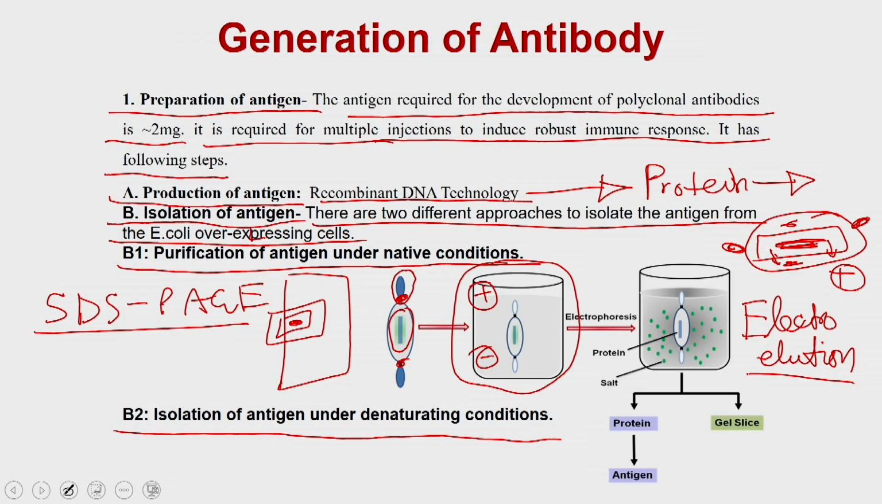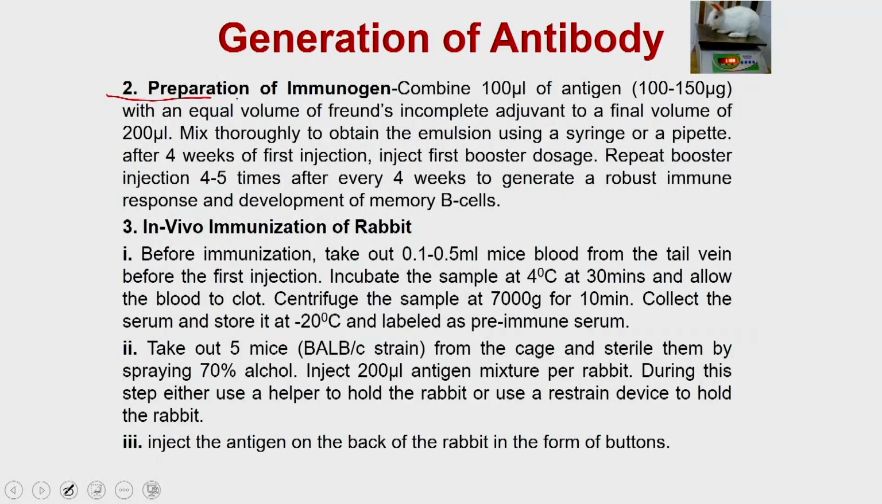Now, once you have this protein, you can use it as an antigen for antibody production. Once you have isolated or produced the antigen, the second step is that you have to convert that antigen into the immunogen. Preparation of immunogen: you are going to prepare and inject it into the animal for antibody production in two subsequent steps, the primary injections and the secondary injections.